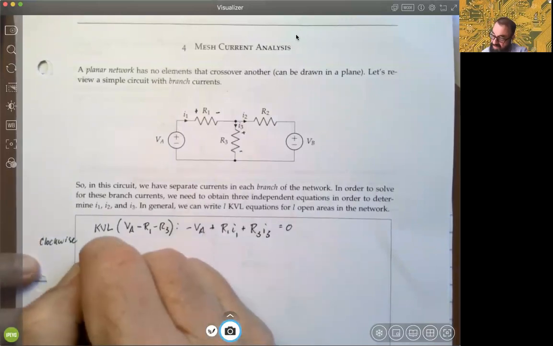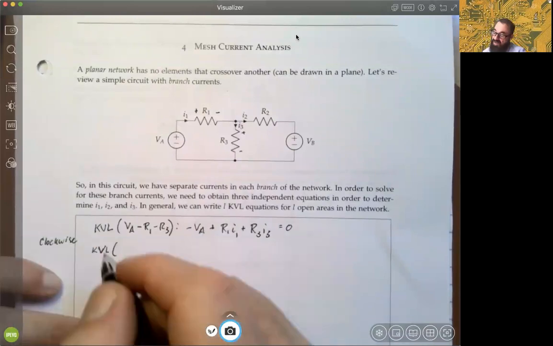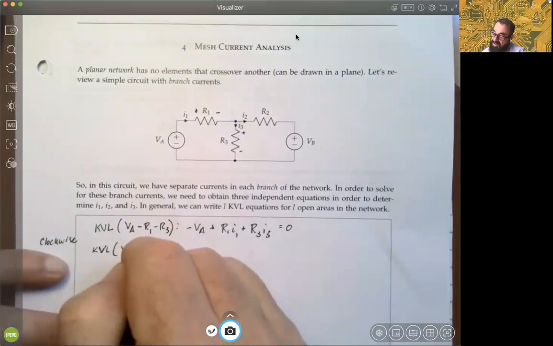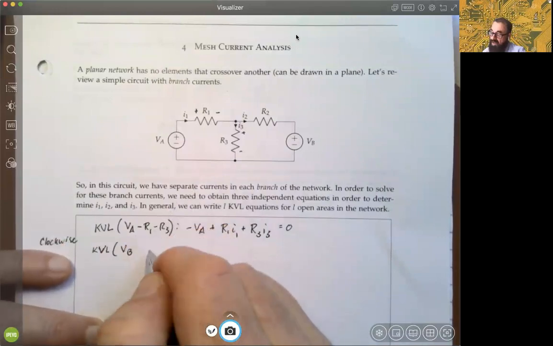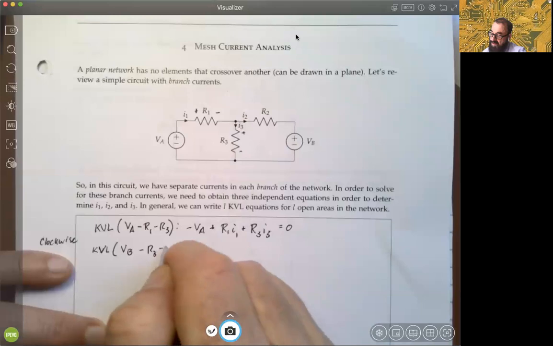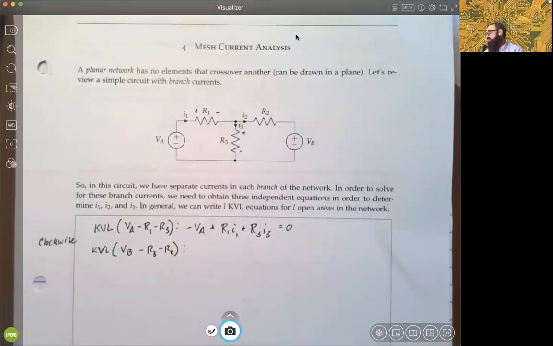So we can do another KVL loop. Again, this is to motivate mesh currents. We haven't done that just yet, so we're just motivating it. This time we'll go over to the right side, and we're looking at going through, let's say, voltage source B or VB, and then we will continue on through R3 and then through R2. So we're doing that particular loop, and again, let's think about it being clockwise as we do that.